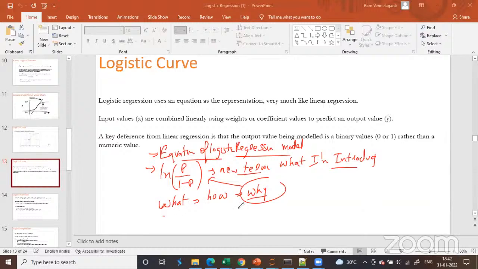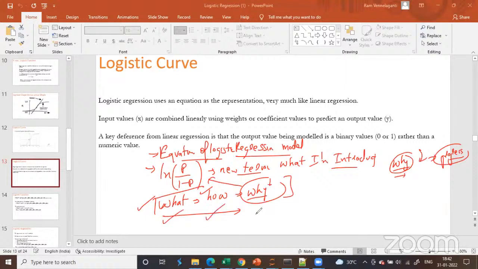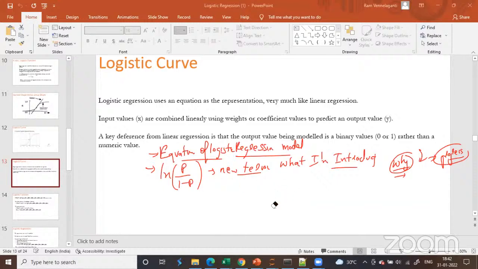For solving any kind of problem, you have to use this approach: first what, then how, then eventually you will understand why. You should never start with why. You will not progress. This is not the correct way of solving any problem. You have to start from what, how, and why. So what am I doing here? I'm trying to introduce one new term, which is called the natural logarithm of p by 1 minus p.